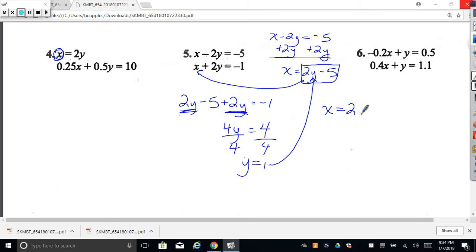X will equal 2 times 1 minus 5. Okay, 2 minus 5 is negative 3. So my ordered pair is negative 3, 1. Okay, so again, just working through those.